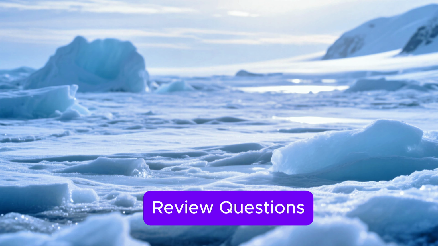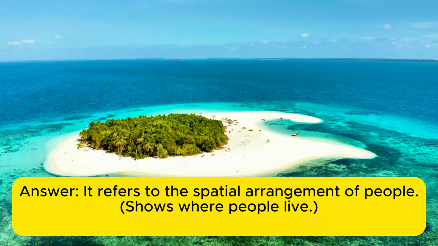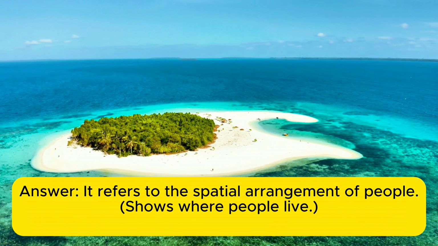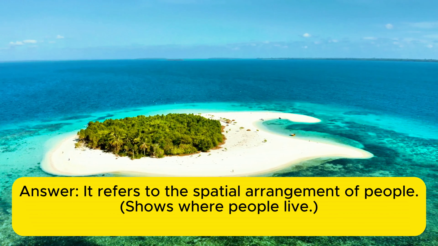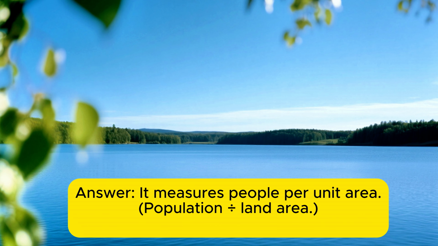Review questions. 1. Define population distribution. Answer. It refers to the spatial arrangement of people. Shows where people live. 2. What is population density and how is it calculated? Answer. It measures people per unit area. Population divided by land area.